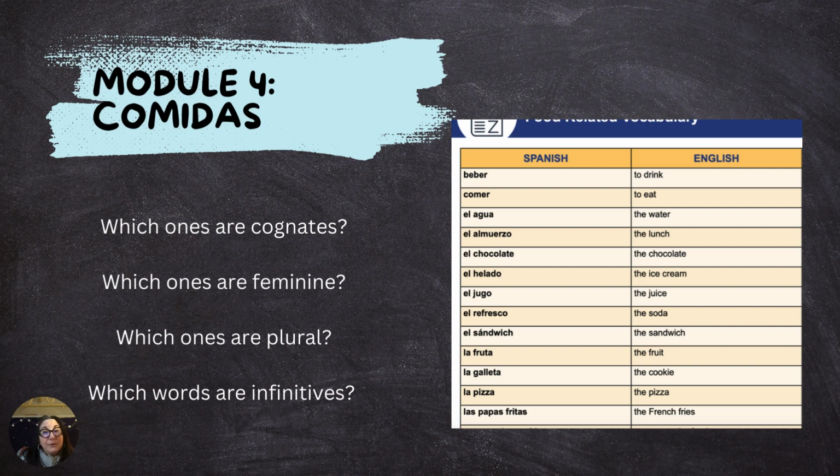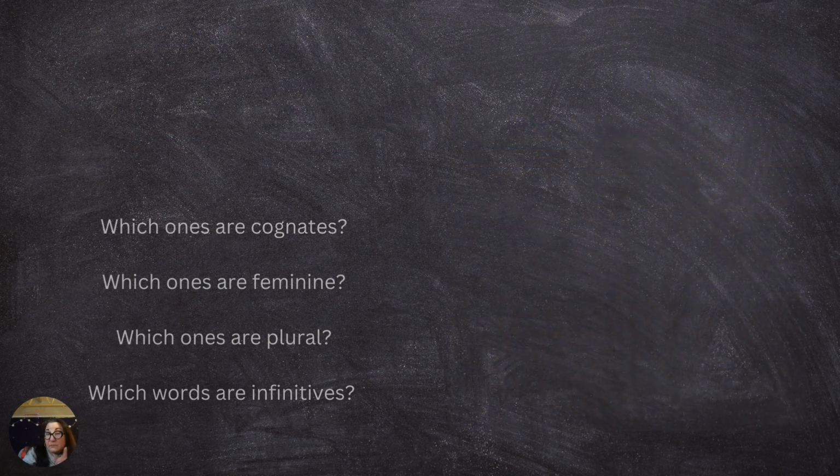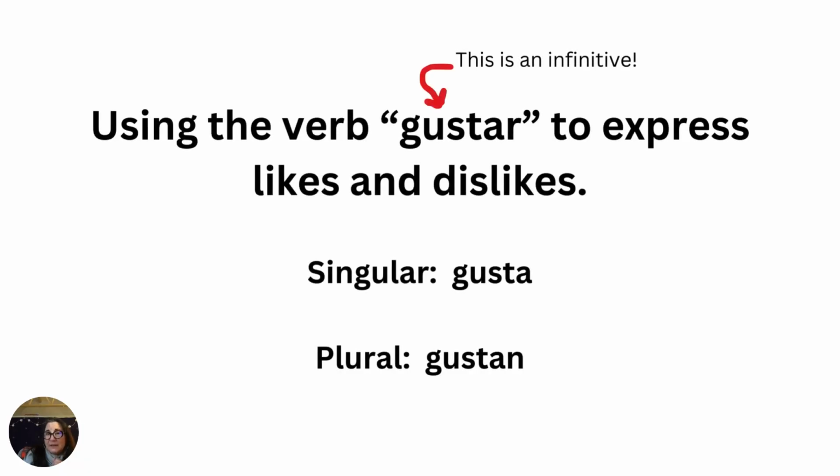Which ones are plural? Alrighty. Well, the only plural word that I see is las papas fritas, French fries. How do we know? Because it's las and fritas with an S, so plural, more than one. And which one of these words are infinitives? Well, the first two, beber and comer, are infinitives. Okay, now let's go on to the next slide.